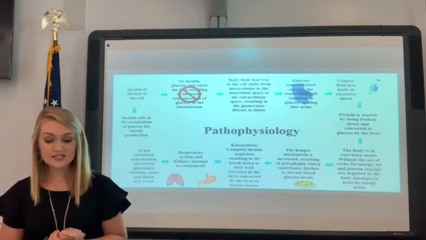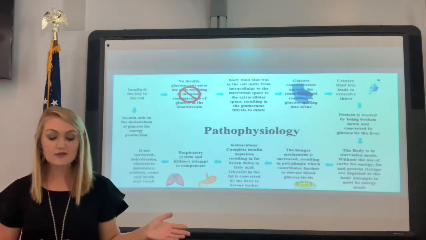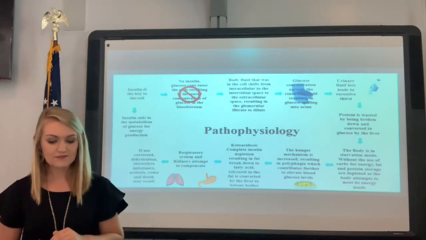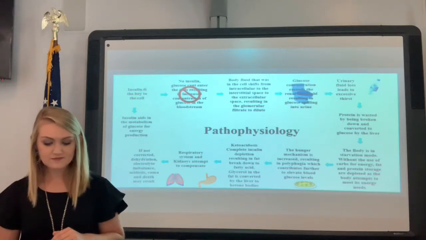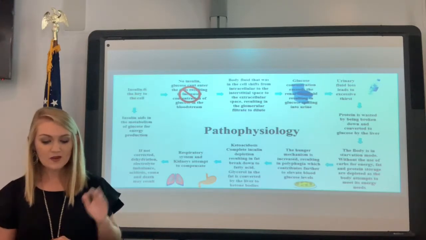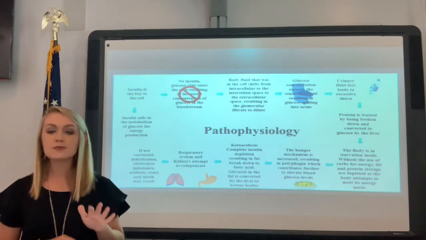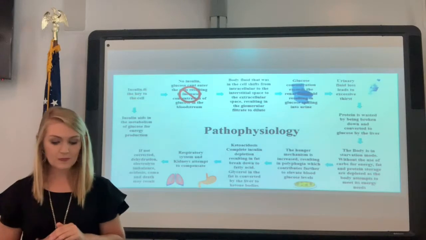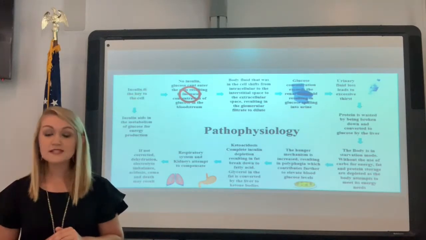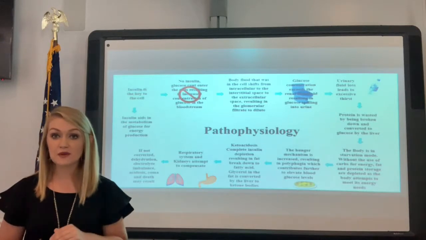When glucose concentration exceeds the renal threshold, glucose spills into the urine, resulting in frequent urination. Urinary fluid loss leads to excessive thirst. With the body being washed out from the urination and the excessive thirst, depletion of electrolytes is a concern, specifically potassium. Through this process, protein is wasted by being broken down and converted to glucose by the liver.